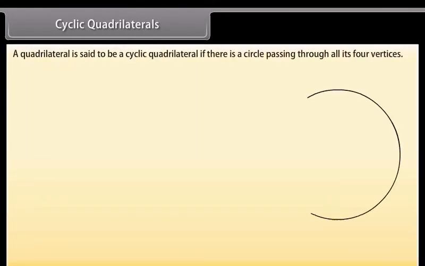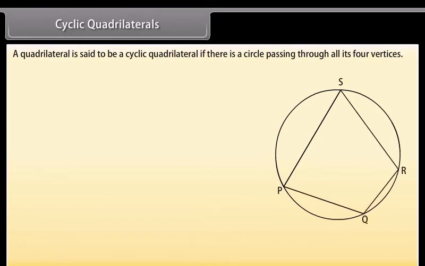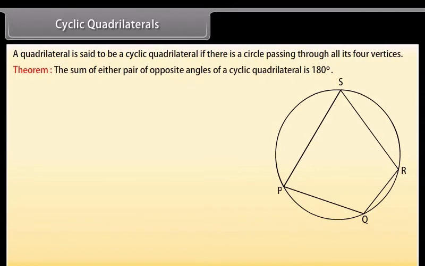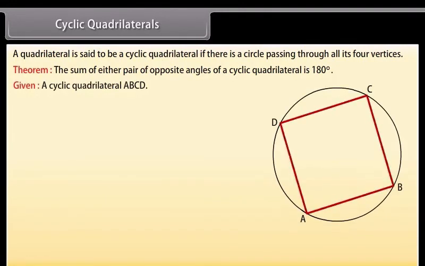Cyclic quadrilaterals. A quadrilateral is said to be a cyclic quadrilateral if there is a circle passing through all its 4 vertices. In the figure, PQRS is a cyclic quadrilateral. Theorem: the sum of either pair of opposite angles of a cyclic quadrilateral is 180 degrees. Given a cyclic quadrilateral ABCD. To prove, angle BAD plus angle BCD equals angle ABC plus angle ADC, which equals 180 degrees.